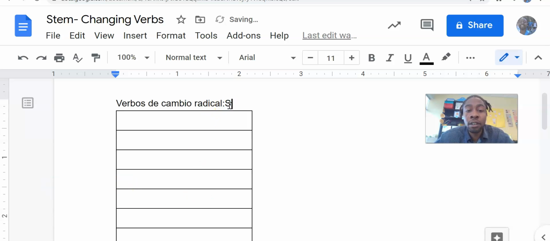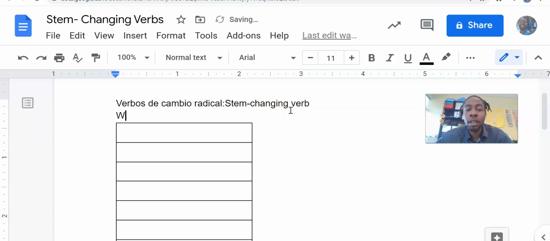So a stem changing verb is what we call los verbos de cambio radical in English. And with the stem changing verb, we have a change in the conjugated stem. So up until this point, when we've conjugated our verbs, we've gotten good at remembering the pattern of o, as, a, amos, and an, or o, es, e, emos, or imos, and en.